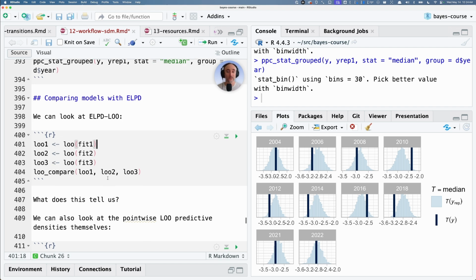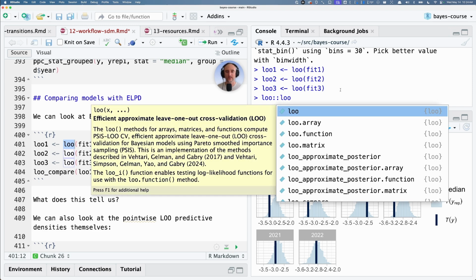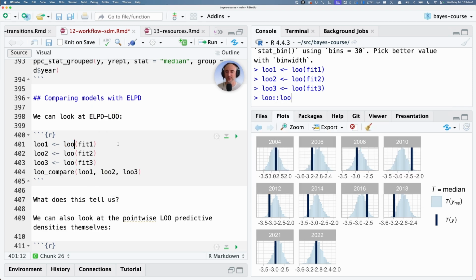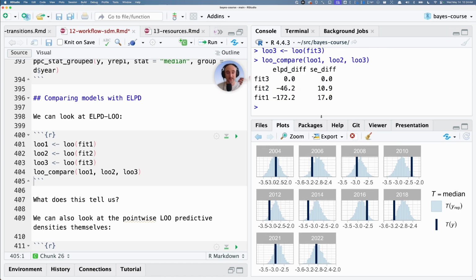So now we could also compare our models with that expected log posterior predictive density, the leave one out version of it that we talked about last week. To do that, I can calculate that with the loo function from the loo package, and then use loo_compare to compare them here. And remember that higher is better for the expected log predictive density.